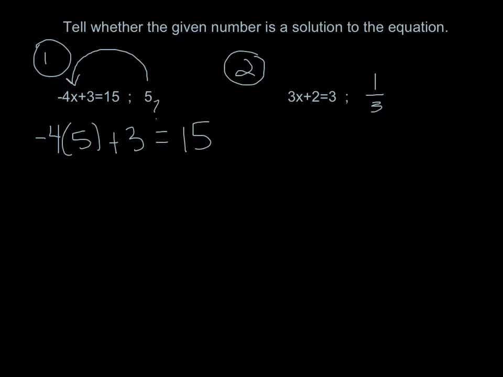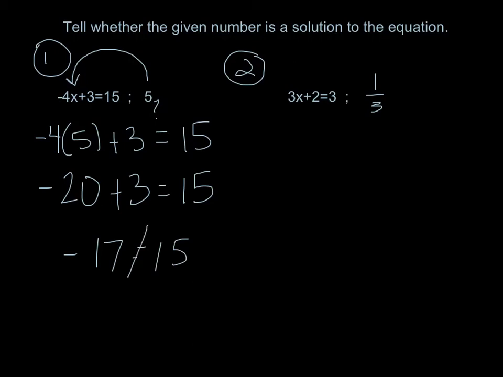Well, over here we multiply first, so negative 20 plus 3. We want to know if that is 15. Negative 20 plus 3 is negative 17, and we know negative 17 does not equal 15. So our answer is no. 5 is not a solution.